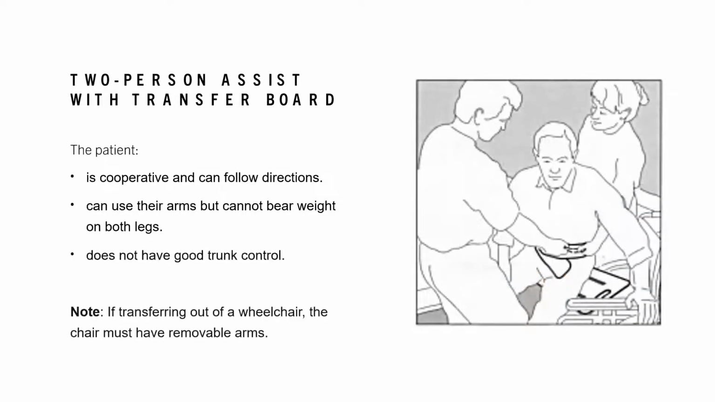2-person assist with transfer board. This will come in a situation where the patient is cooperative, can follow directions, can use both their arms, but they cannot bear weight on both legs and does not have good trunk control. So for this one, they will require another person at the back to assist with trunk control. Otherwise, it's the same as just now.